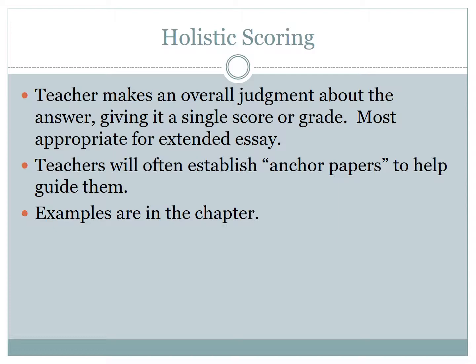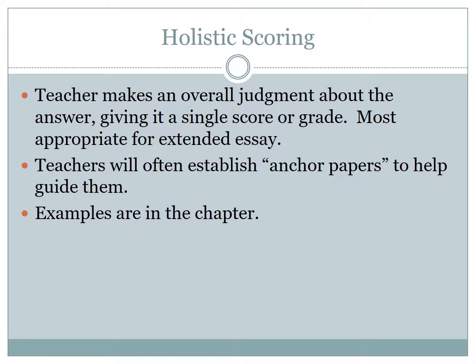So I said that there were 2 types of rubrics, holistic and analytic. So let's talk about holistic first. In a holistic rubric, the teacher makes an overall judgment about an answer, giving it a single score or grade. This is really appropriate for an extended essay. And as I mentioned, teachers will often establish anchor papers to help guide them.